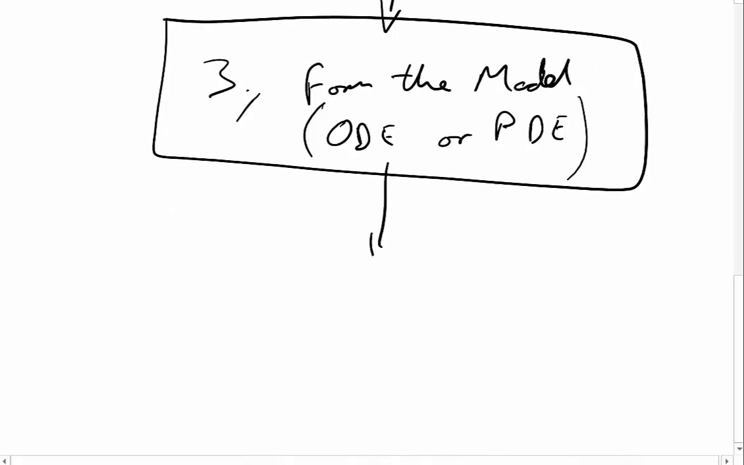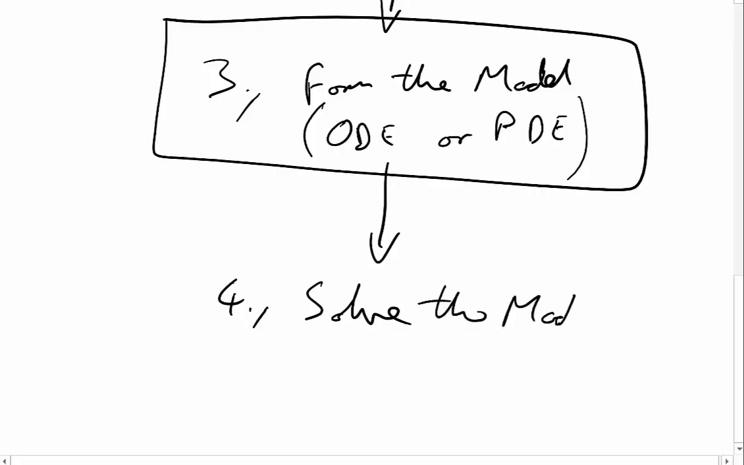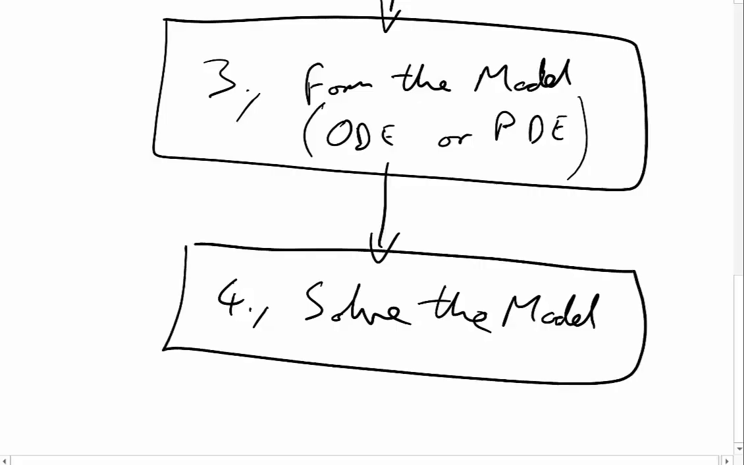The next step is fairly obvious. You need to try and solve the model. You've set the model up: you've considered what the problem is, then considered what kind of things you have to consider in the model, and then set the model up. The next step is to solve the model. So you either solve the ordinary differential equation or the partial differential equation, usually.